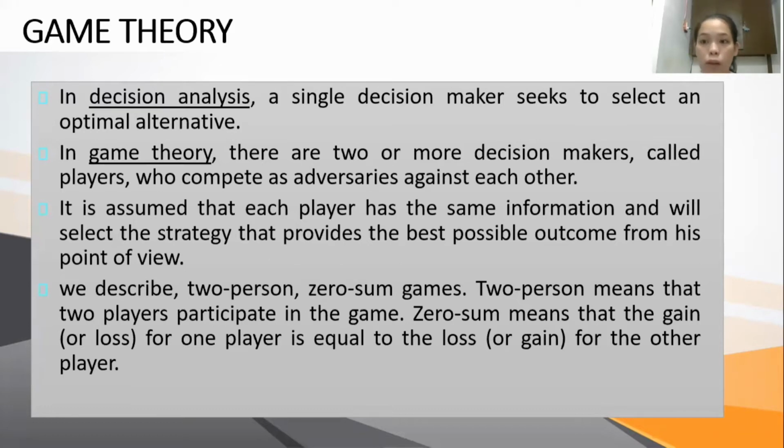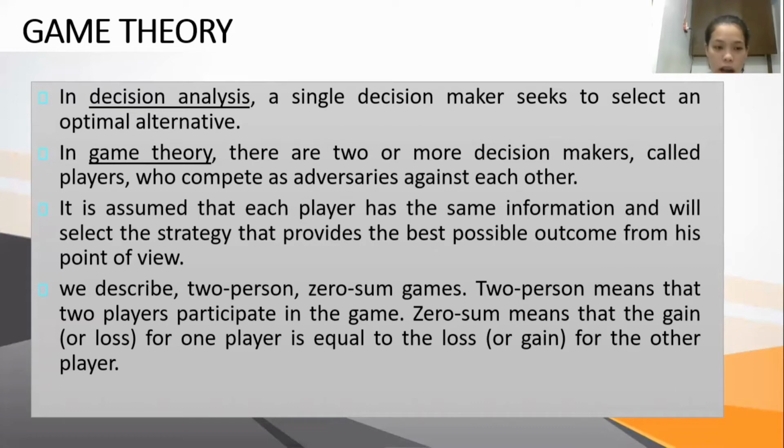So for example, there are two companies, not just one company who serves as decision maker, but the two companies will serve as the decision makers, because each company will have to choose the best optimal strategy. So it means not only one company is the decision maker.